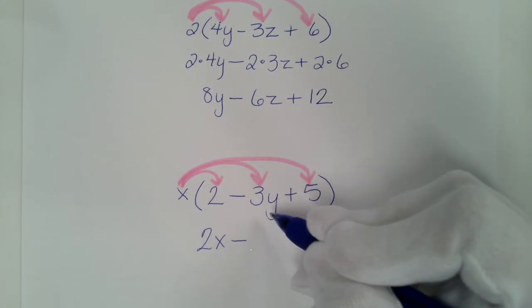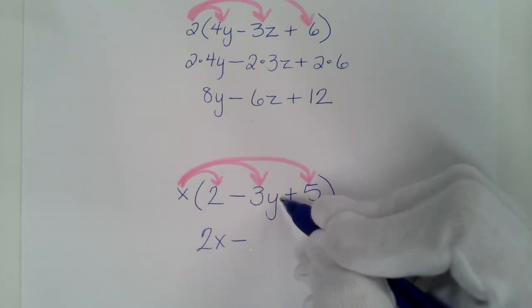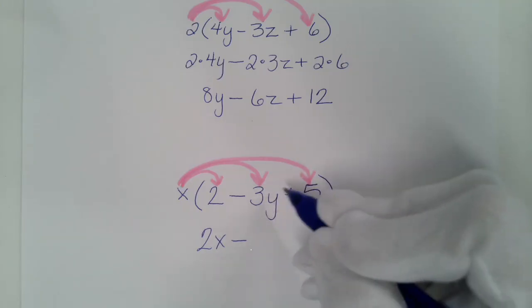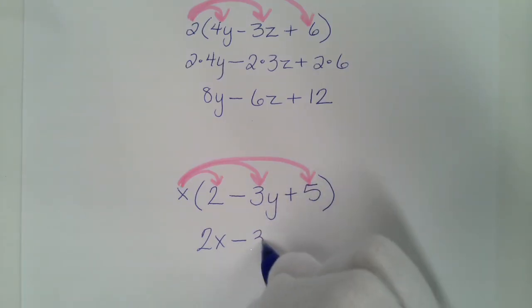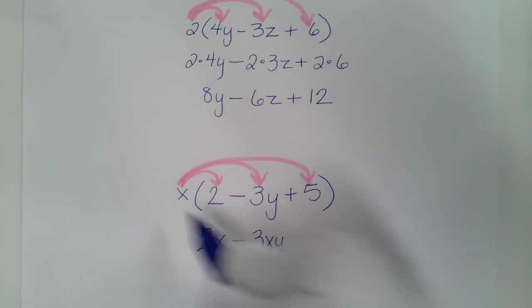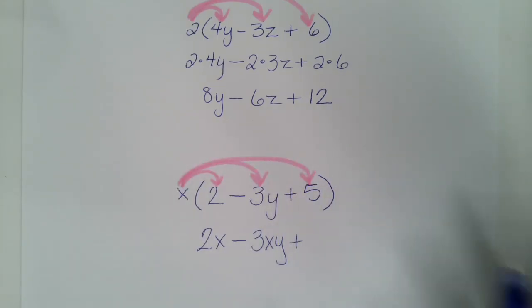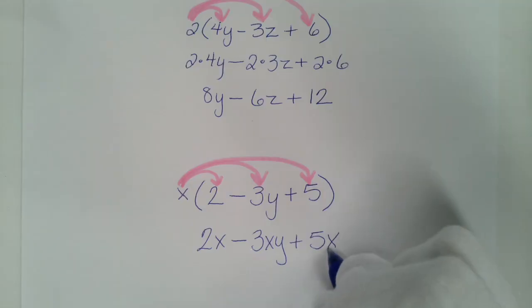Now, when we have variables, we write them in alphabetical order. So we wouldn't just put times x on the end. We want to write our variables in alphabetical order. So we would have 3 times x times y. Remember, the coefficient goes in front, and then we have our variable parts here. And then we have plus x times 5 is written as 5x.